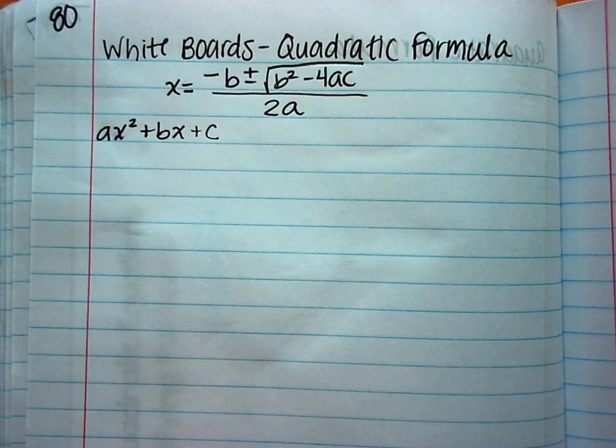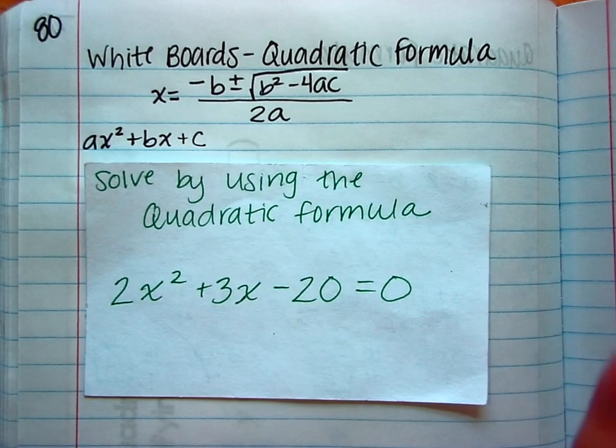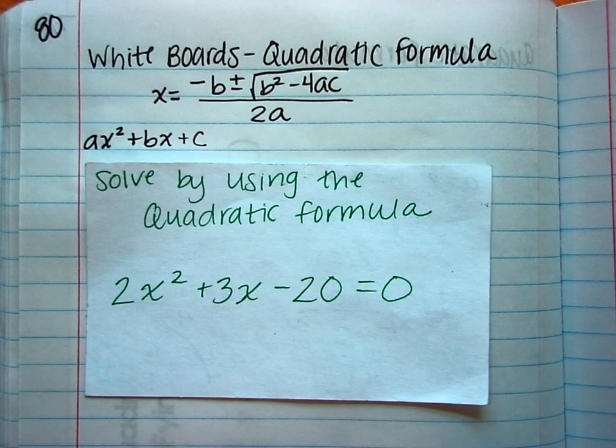All right, so our first problem was this one right here, 2x squared plus 3x minus 20 equals 0. So go ahead and, I'll take a few seconds before I flip this. If you have not solved it already, go ahead and pause the video so you can solve it before I show the answer.